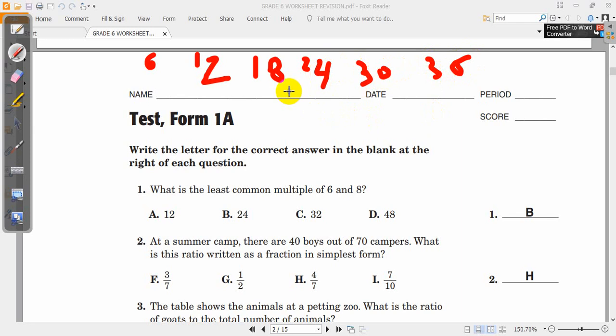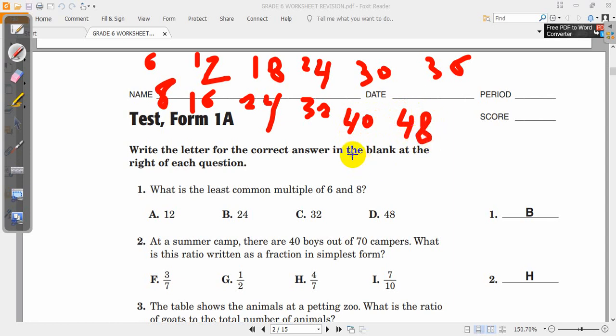Okay, what about 8? Write down 8. The multiples of 8 will be 8 times 1, 8. 8 times 2, 16. 8 times 3, 24. Okay, 8 times 4, 32. 8 times 5, 40. 8 times 6, 48. I think that this might be enough.